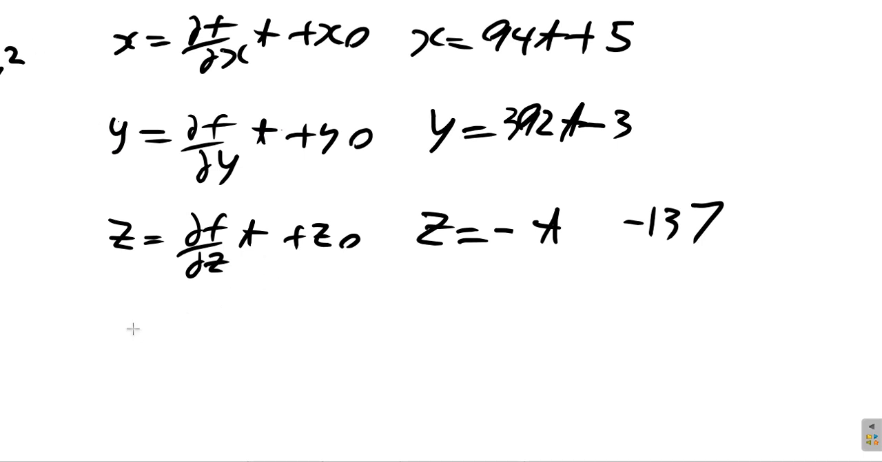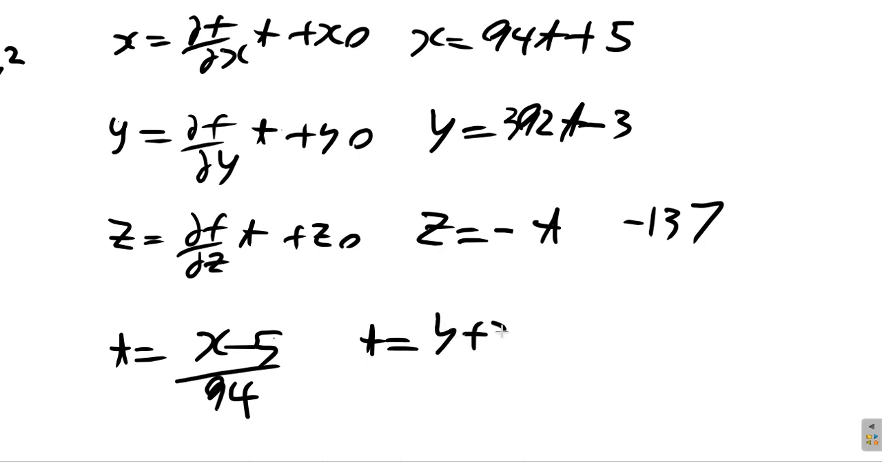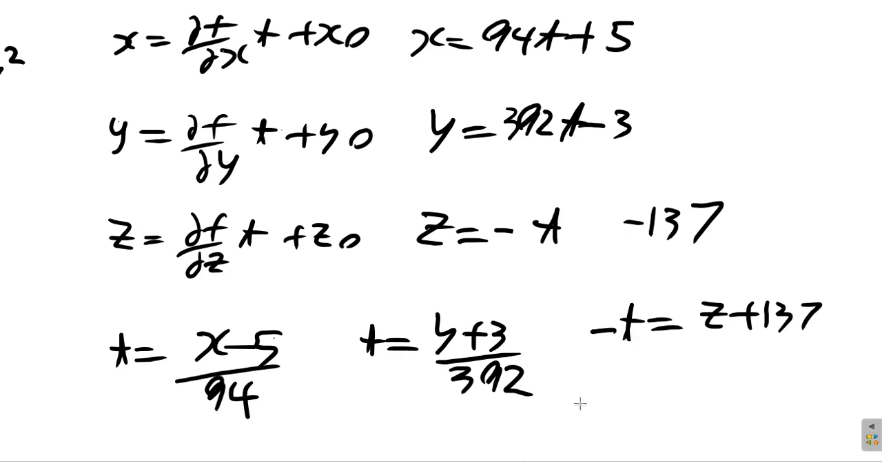We could eliminate the parameter after. In the first one, if we transpose for t, we get t is equal to x minus 5 over 94. In the second one with y, we transpose for t and we get t is equal to y plus 3 over 392. In the third one, if we transpose for t, first we get negative t is equal to z plus 137. And then when we multiply both sides by negative 1, we get a positive t is equal to negative z minus 137.